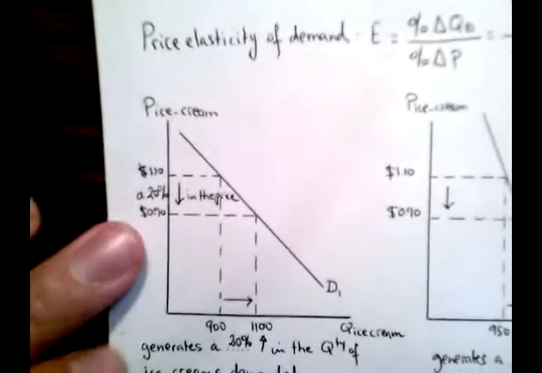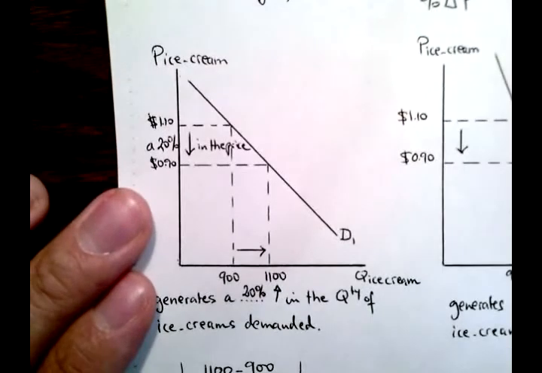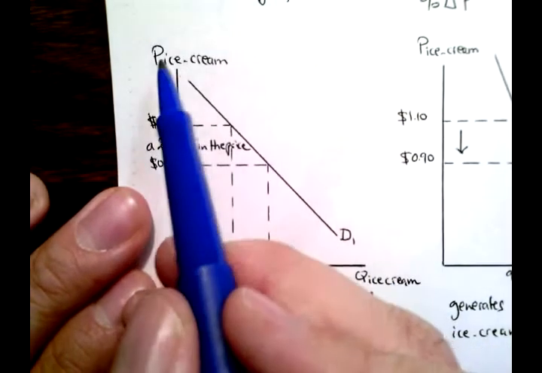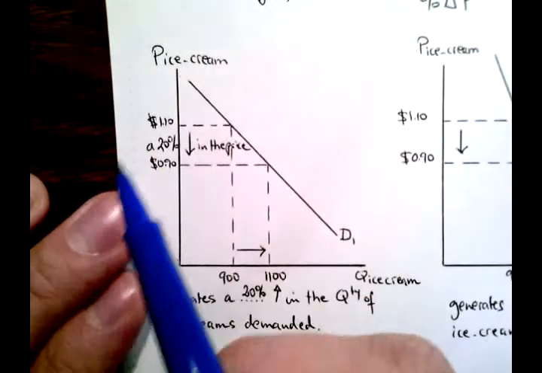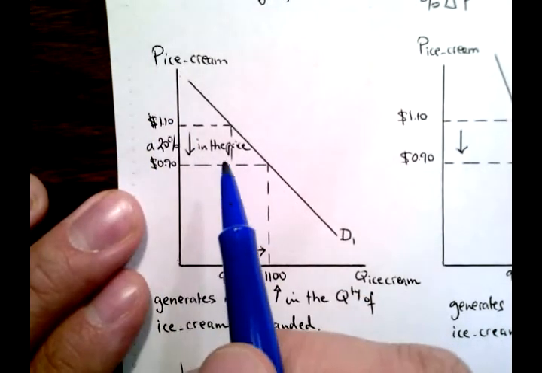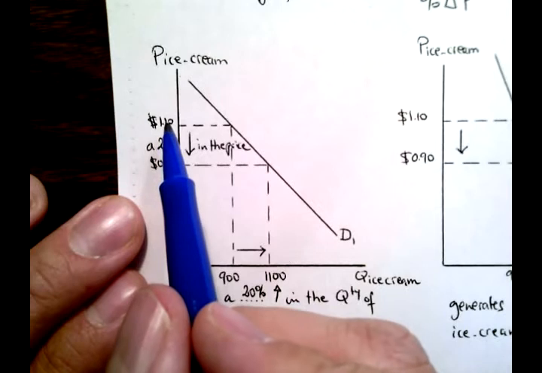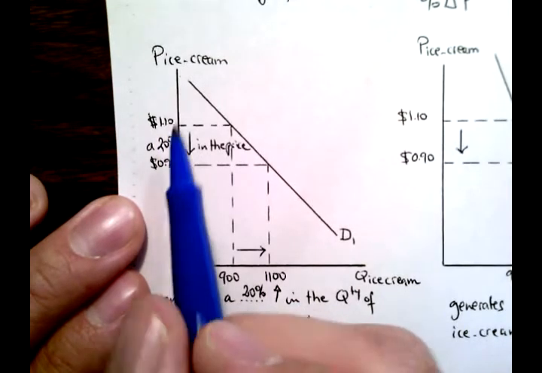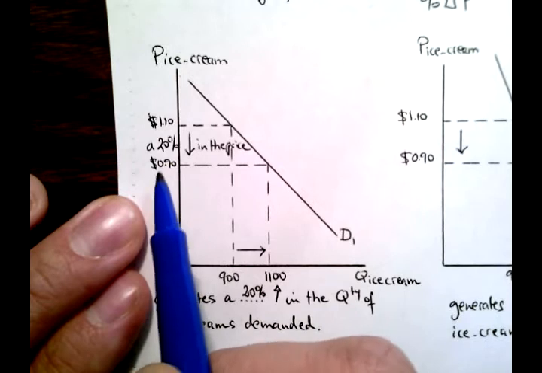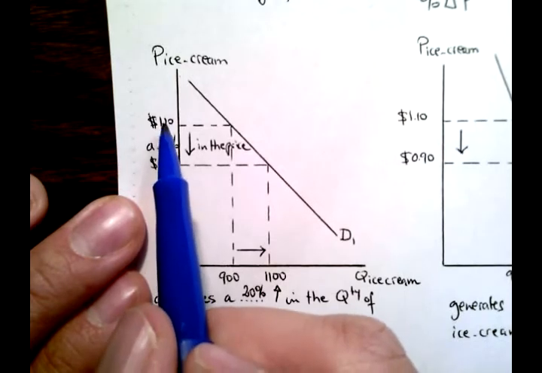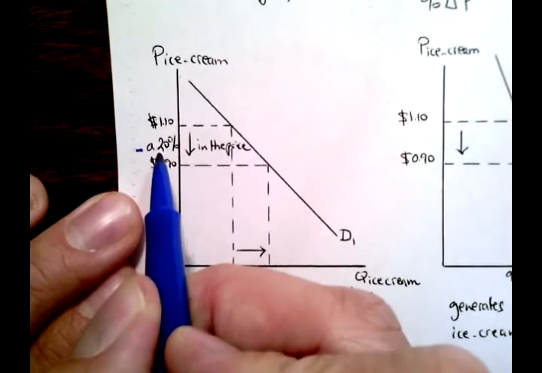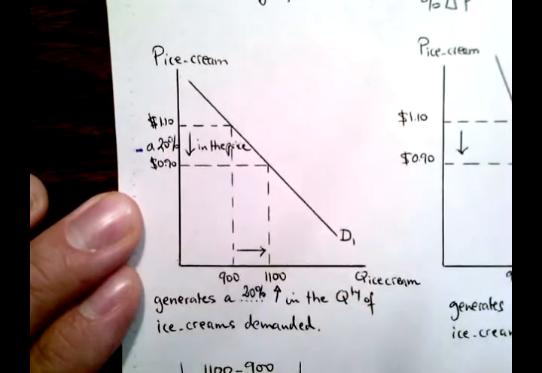The first one, we'll look at this graph here, the downward sloping demand curve for ice cream. The price of ice cream is here, and we want to see the effect of a change in price from $1.10 to 90 cents. So if I calculate the percentage change, I do the new price minus the old one divided by the old one times 100, I get a drop of 20%. Decrease in price. What will be the effect on quantity demanded?